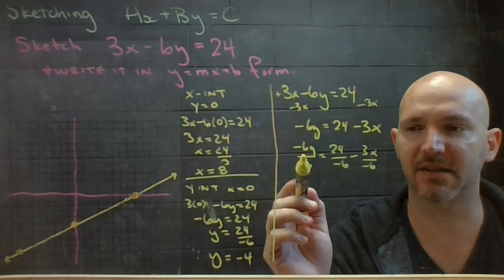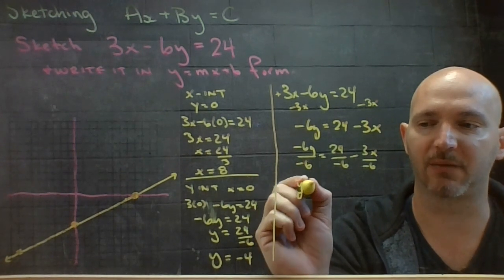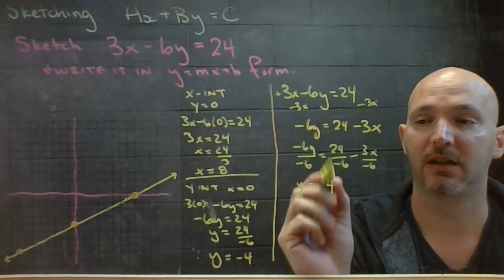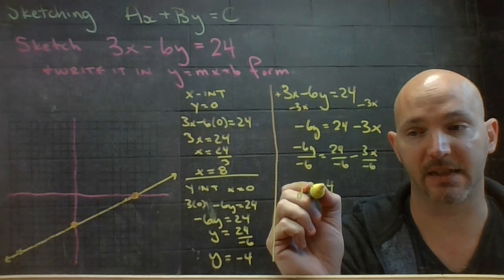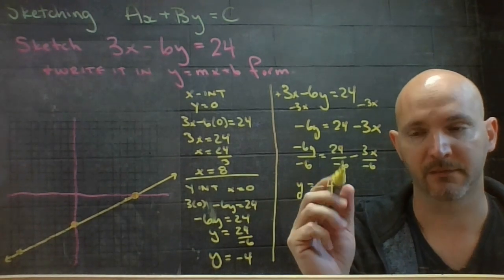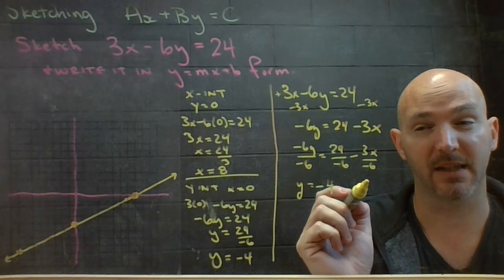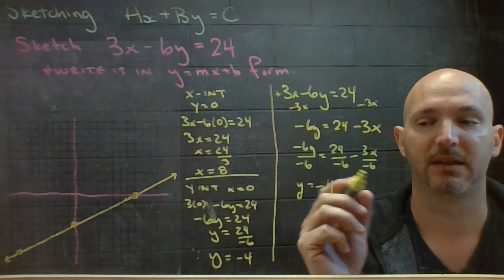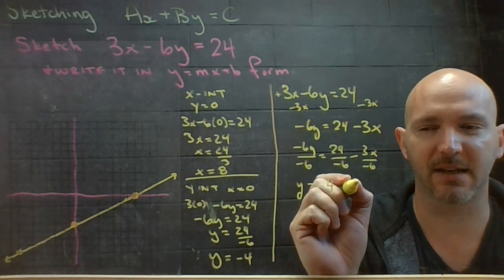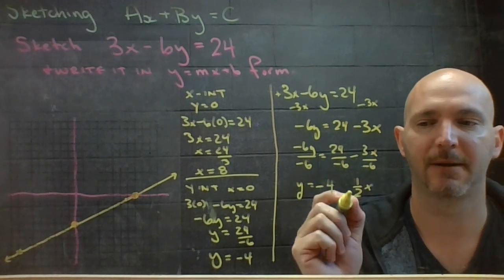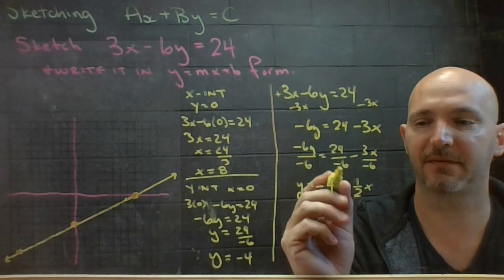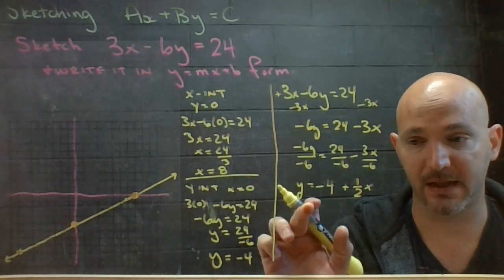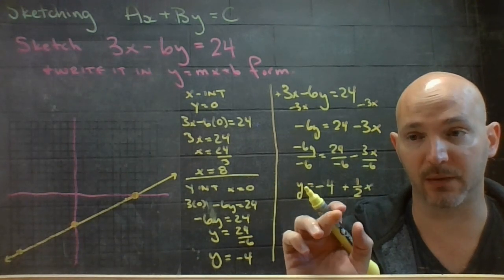All right, -6 divided by -6 leaves just the y. 24 divided by 6 is 4. And a positive divided by a negative is a negative number. -3 divided by -6, well, 3 over 6 is 0.5. You can check that on your calculator. It's the same as 1/2. And a negative divided by a negative is plus. So I have this line in the y equals mx plus b form.